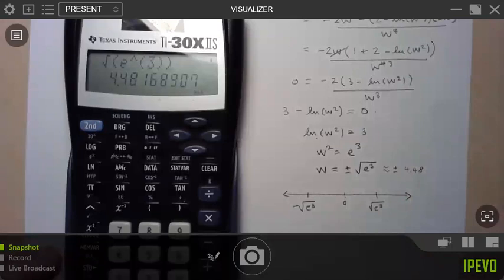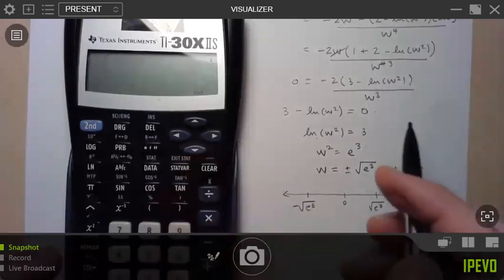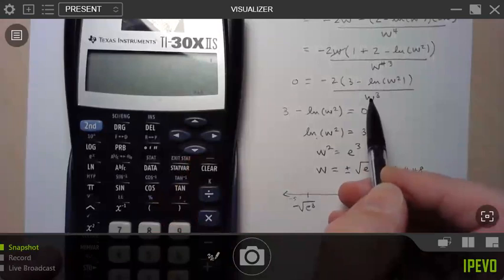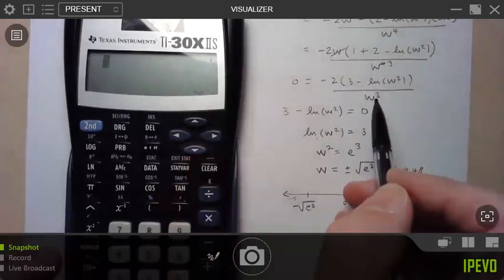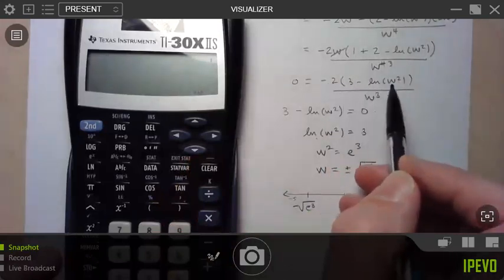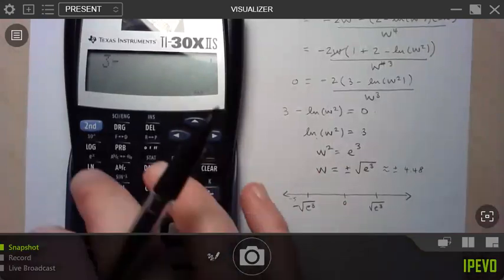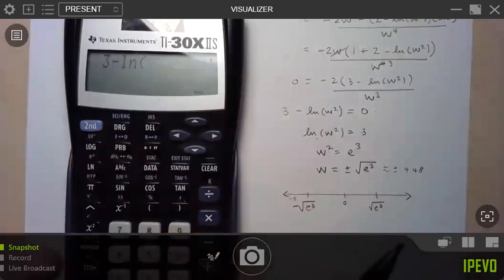So if we pick -5 on this side here, well, let's test. So we know that's negative and that's negative. So these two things are just going to be positive. So I just have to check that. So 3 minus ln of 5 squared, which is 25. And so that's negative. So it's going to be negative here.